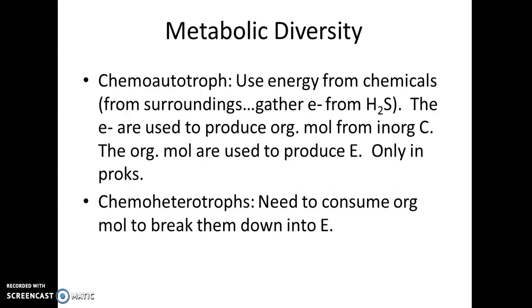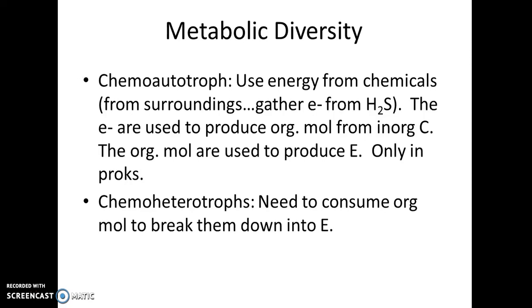Chemoautotrophs. Now, these are those bacteria that live near the deep sea thermal vents. They use the energy from chemicals, usually from hydrogen sulfide. They grab the electrons from hydrogen sulfide and use those electrons to produce organic molecules from inorganic carbon. The organic molecules are used as the energy electron source to produce energy. Again, those are only found in prokaryotes. So instead of the sunlight, hydrogen sulfide is used.